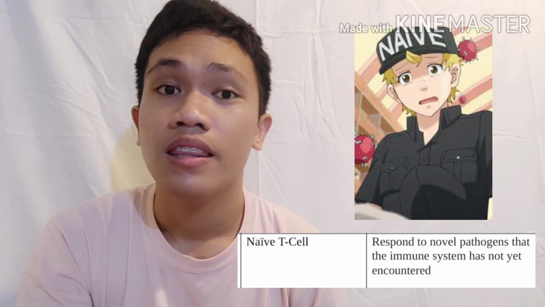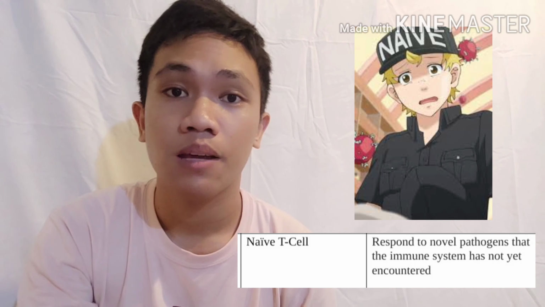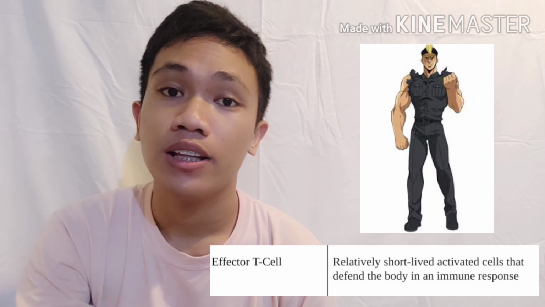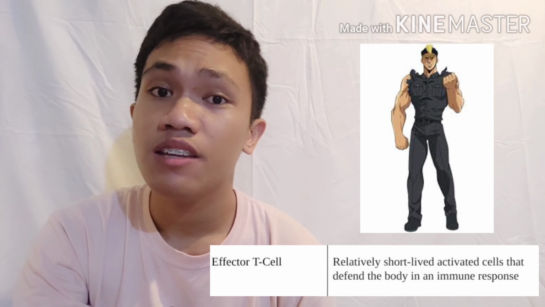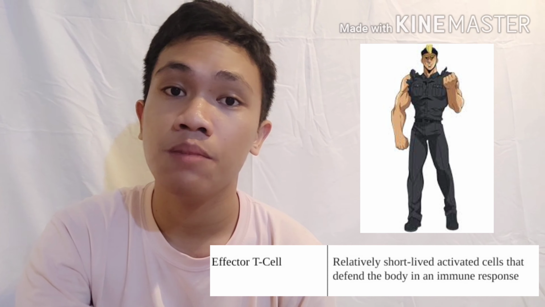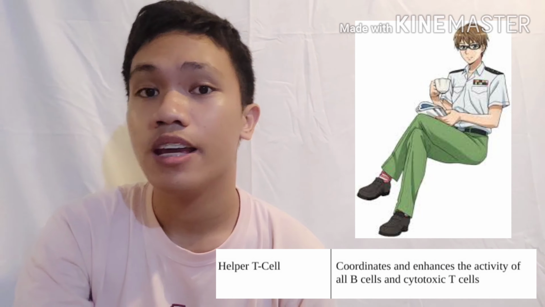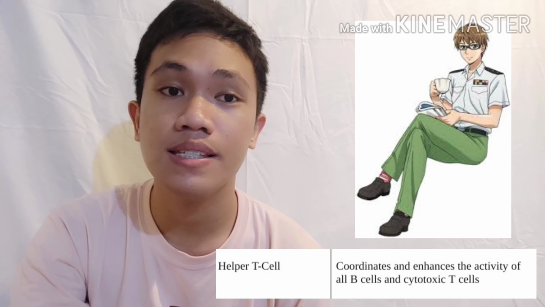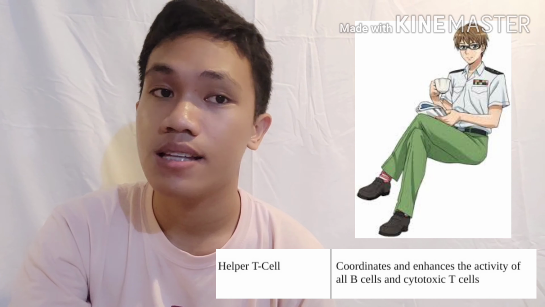The first is naive T cells. They respond to pathogens that the immune system has not yet encountered. Second is the effector T cells. They are relatively short-lived activated cells that defend the body in an immune response. Third is the helper T cells. They coordinate and enhance activity of all B cells and cytotoxic T cells.